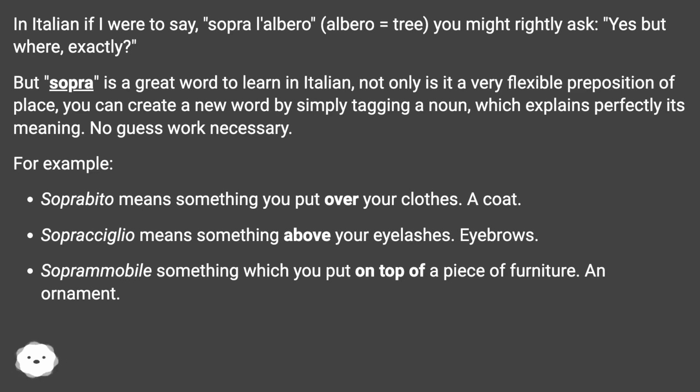Not only is it a very flexible preposition of place, you can create a new word by simply tagging a noun, which explains perfectly its meaning. No guesswork necessary. For example, soprabito means something you put over your clothes. A coat? Sopracciglio means something above your eyelashes. Eyebrows. Soprammobile, something which you put on top of a piece of furniture. An ornament.